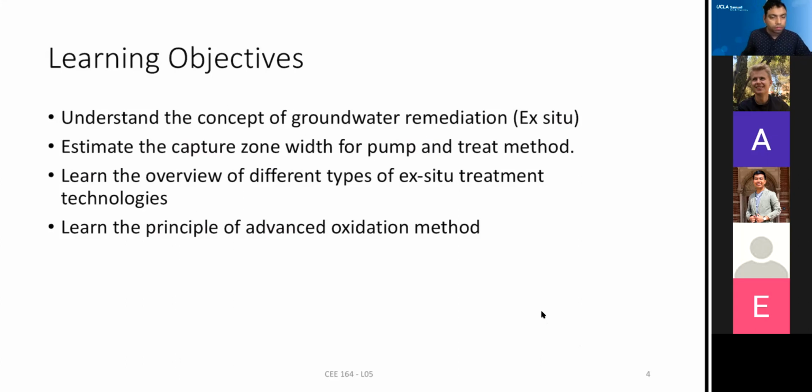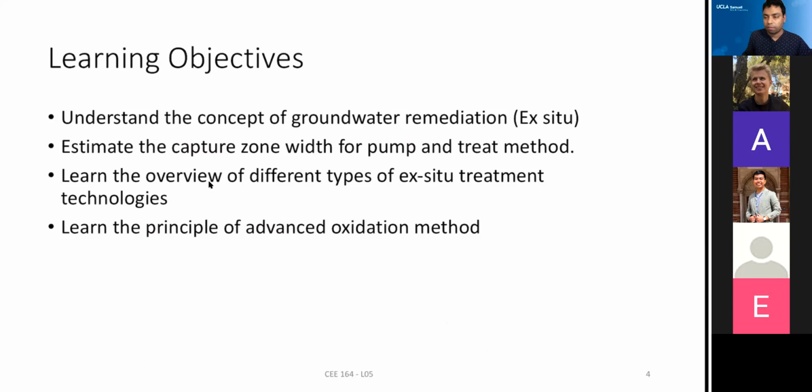Then you'll learn about estimating the capture zone, because the first step of ex-situ treatment is to capture the contaminated groundwater. So how do you know where to put those capture wells? That's a part of the capture zone calculations. You should be able to design that based on the equations that I will provide. Again, you learned that in CE163, so I'll just provide more of an overview on that.